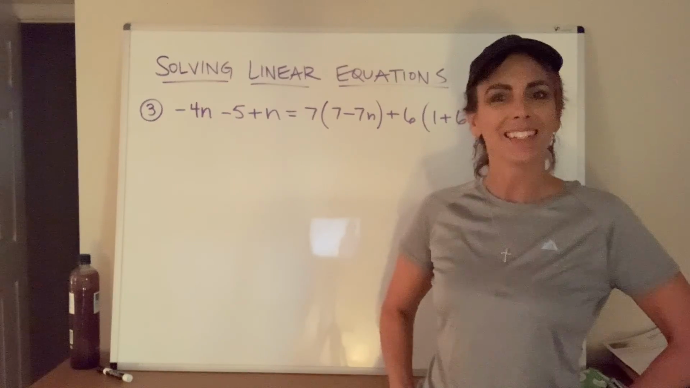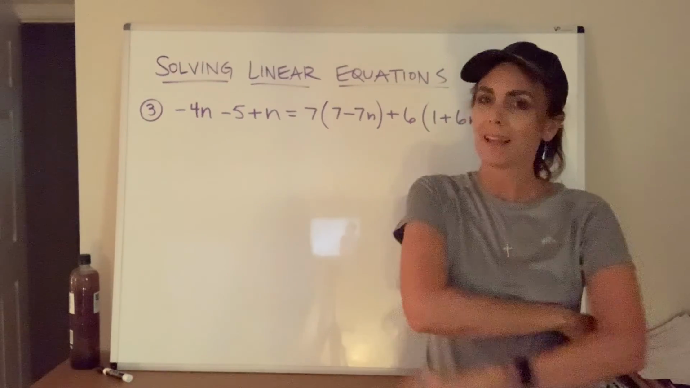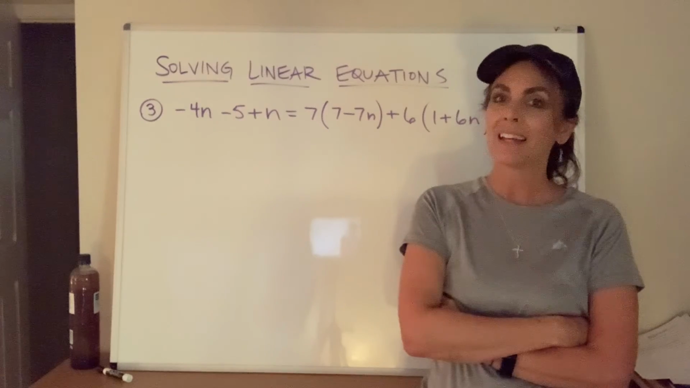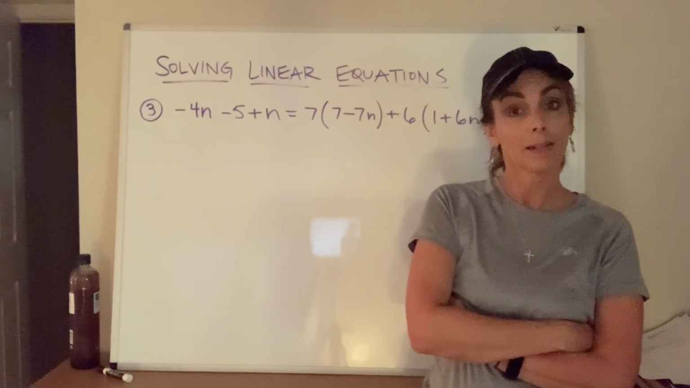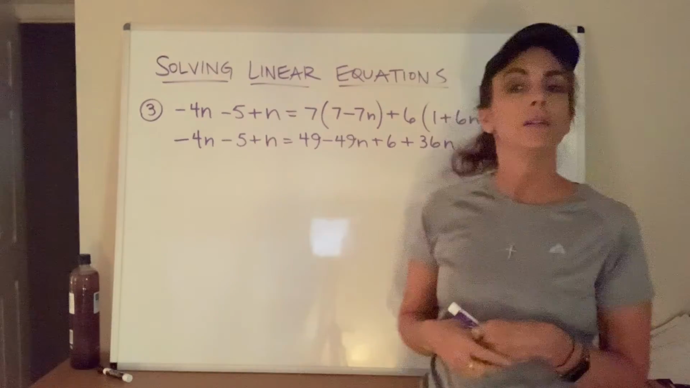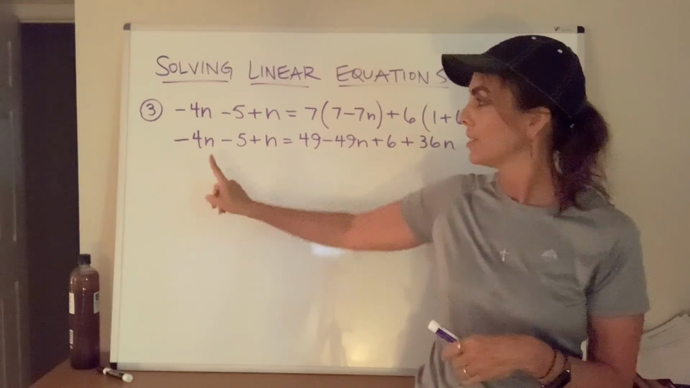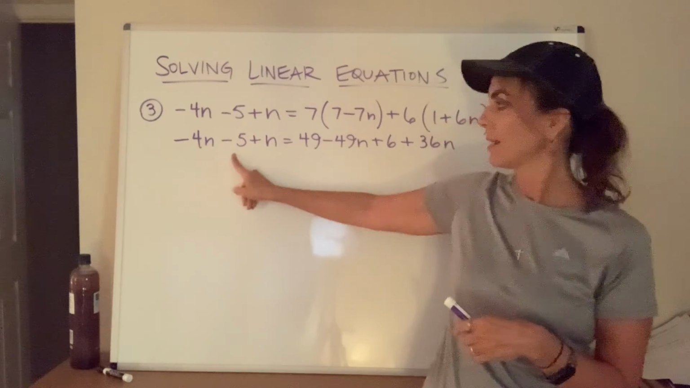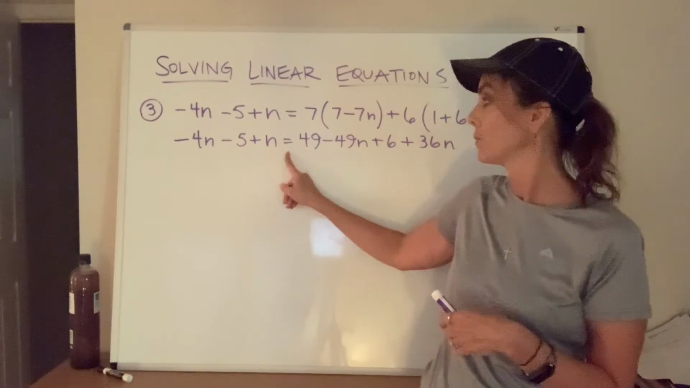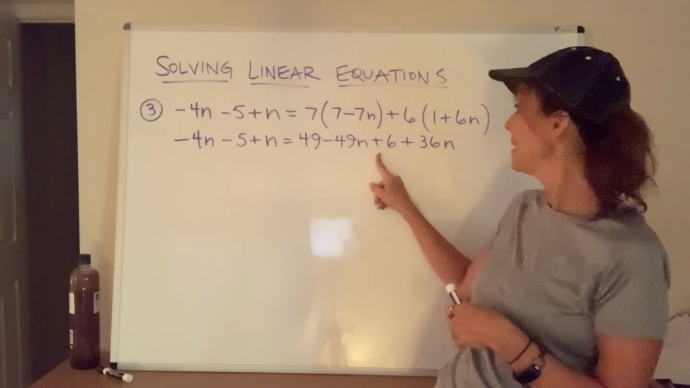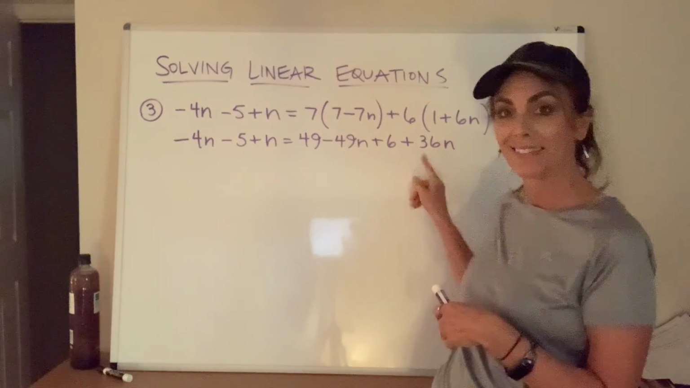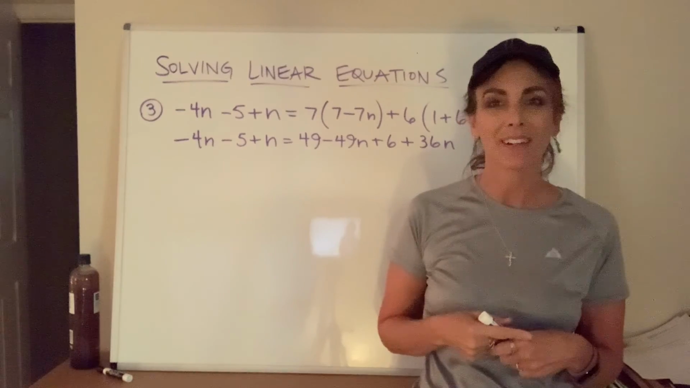Go ahead and pause the video and see what you can do with the first step. What is that first step? Hopefully, it's removing the parentheses. So distribute anything that can be, and then restart the video. Okay, so double check. Did you get negative 4n minus 5 plus n is equal to 49 minus 49n plus 6 plus 36n? Hopefully you did, and that'd be correct.